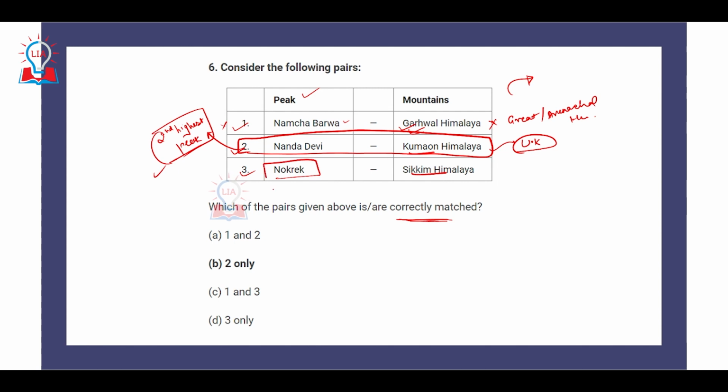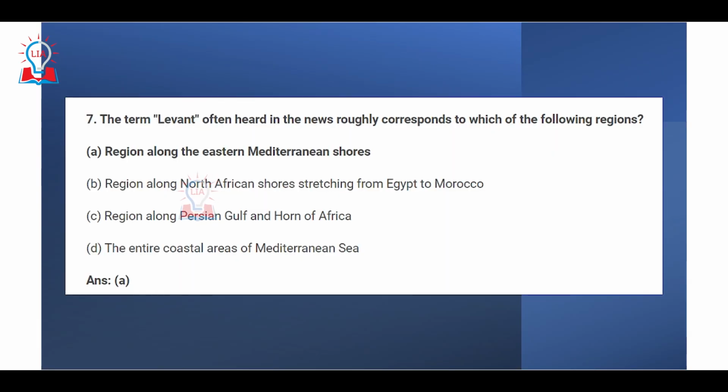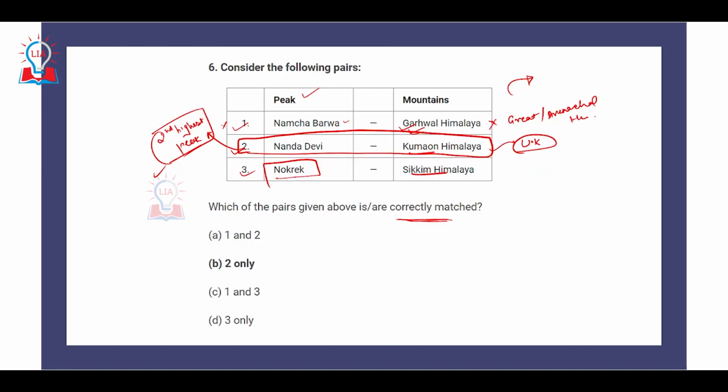Third is Nokrek. Nokrek again is a very well-known place. It is basically situated not in the Himalaya. It is part of the Meghalaya upland. In Meghalaya, we have three major hill ranges.